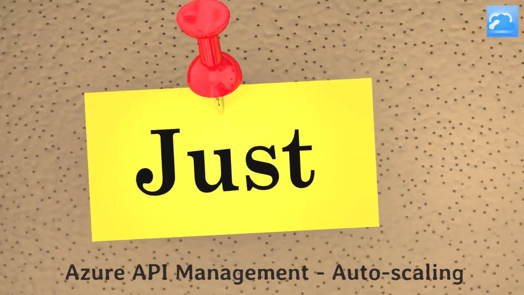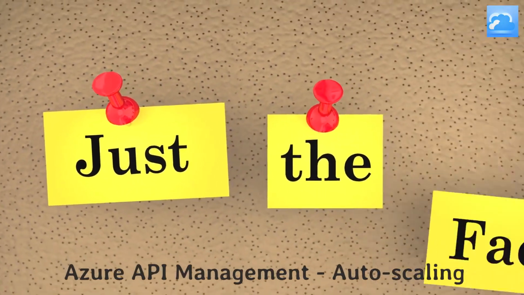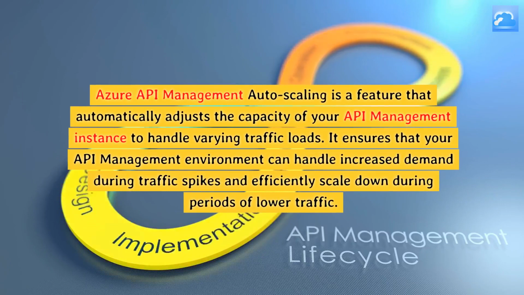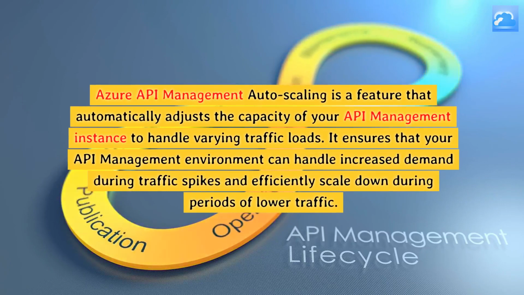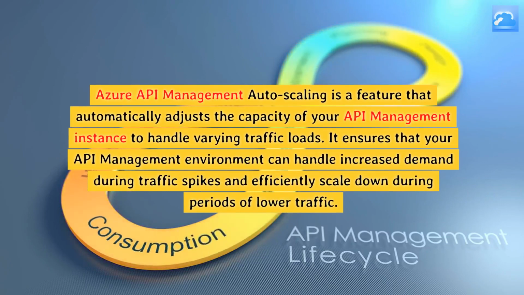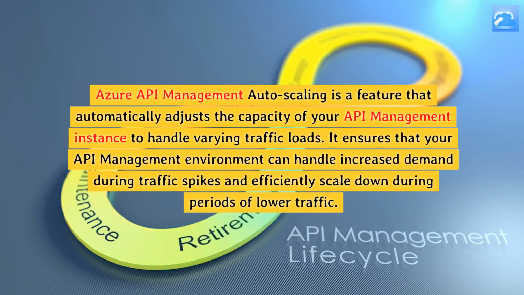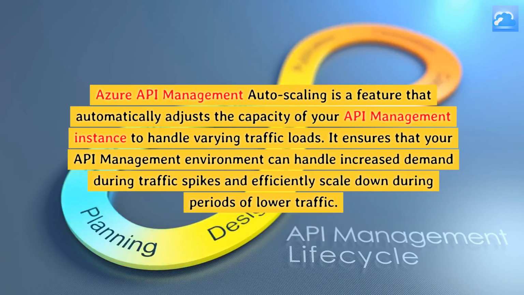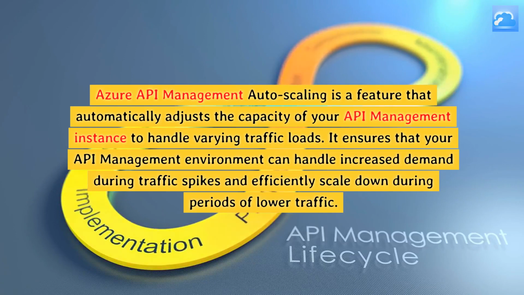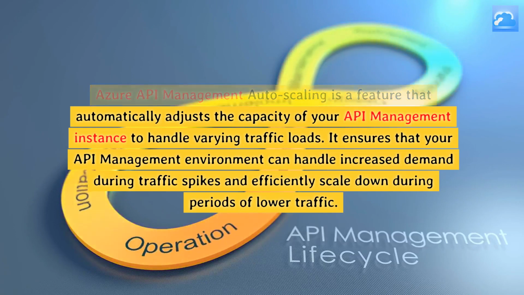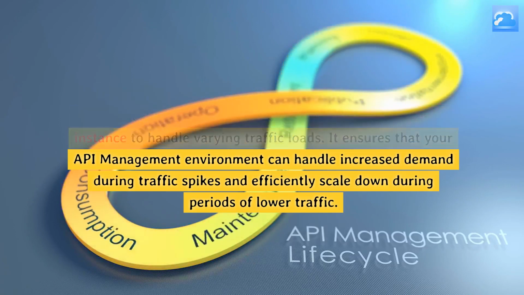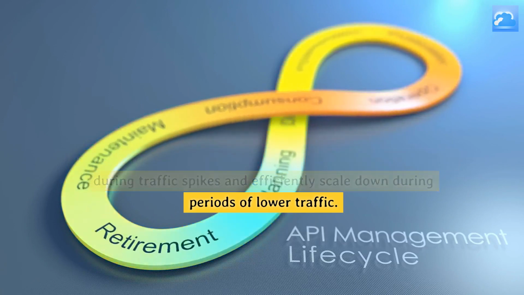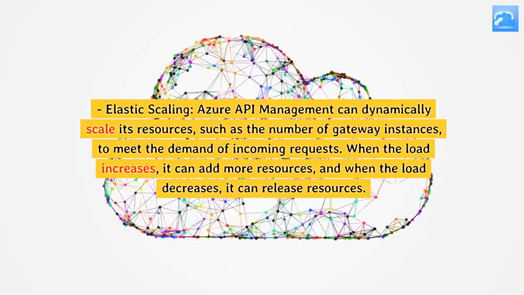Azure API Management, Auto-Scaling. Azure API Management Auto-Scaling is a feature that automatically adjusts the capacity of your API management instance to handle varying traffic loads. It ensures that your API management environment can handle increased demand during traffic spikes and efficiently scale down during periods of lower traffic.